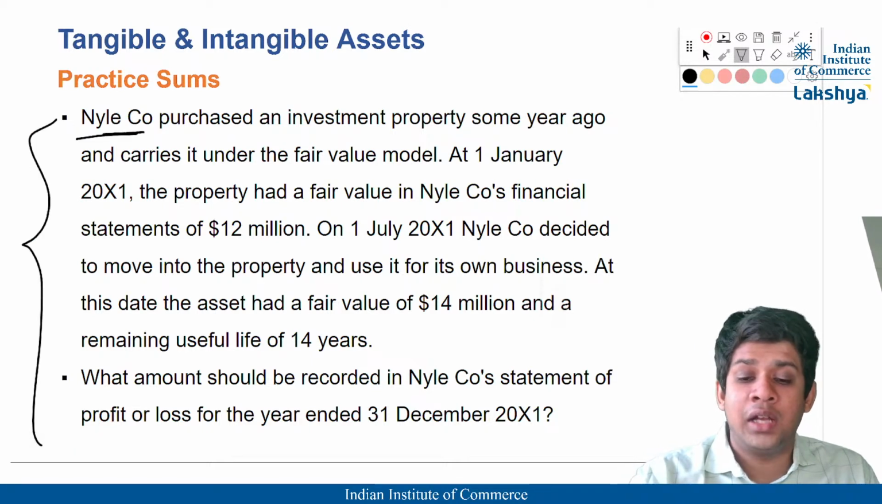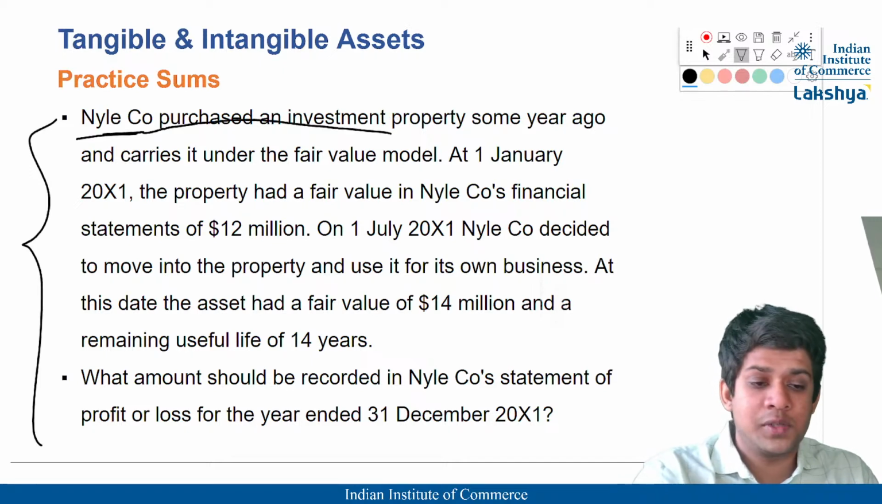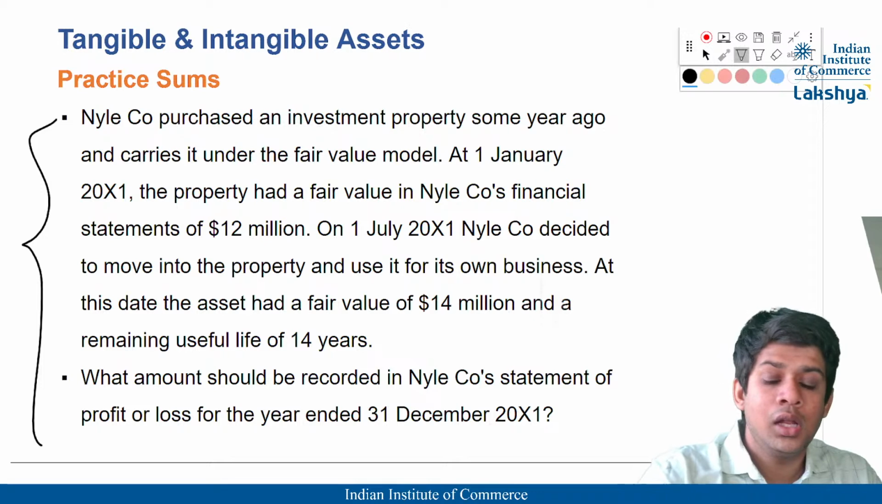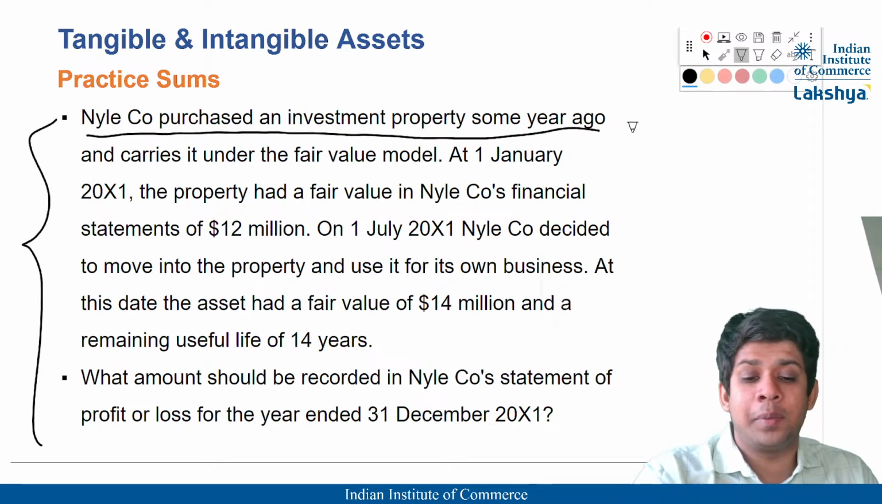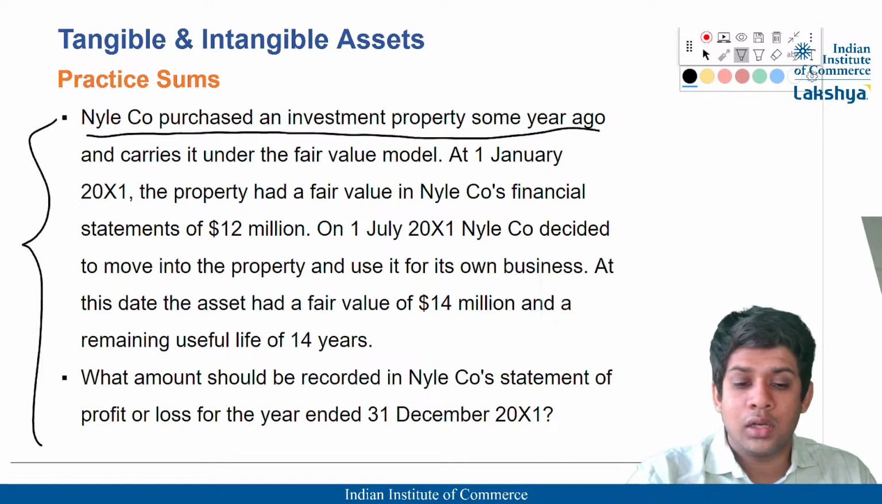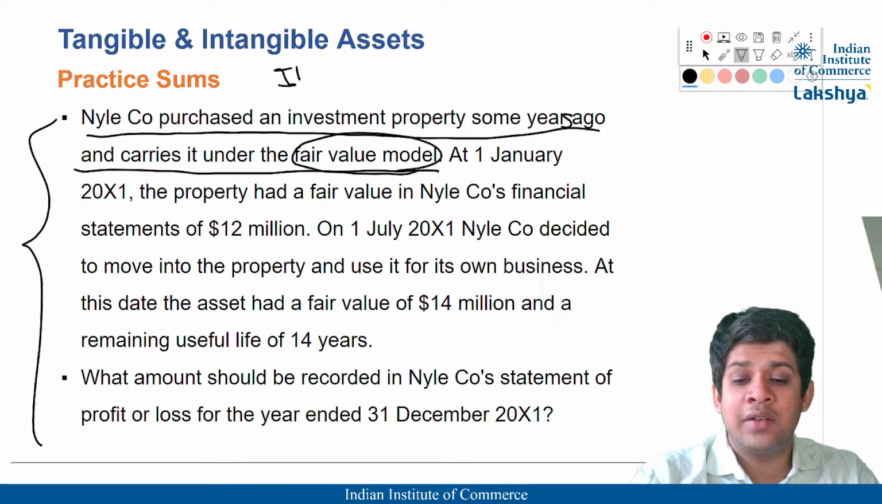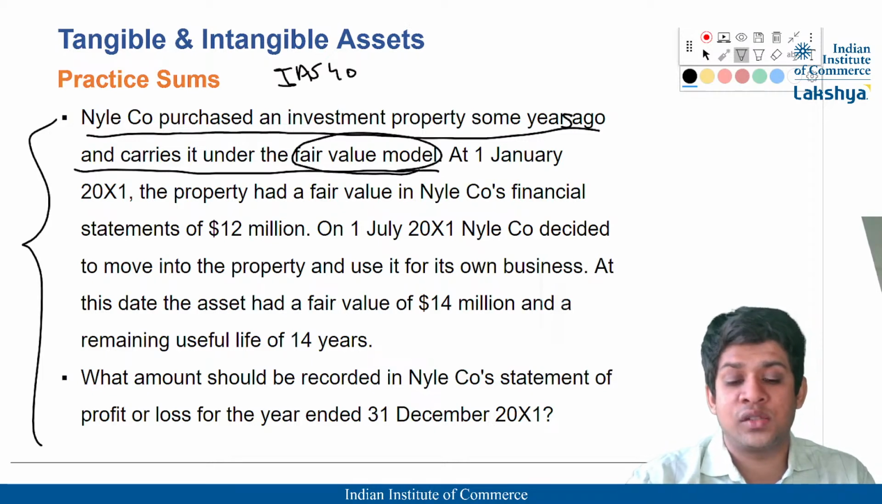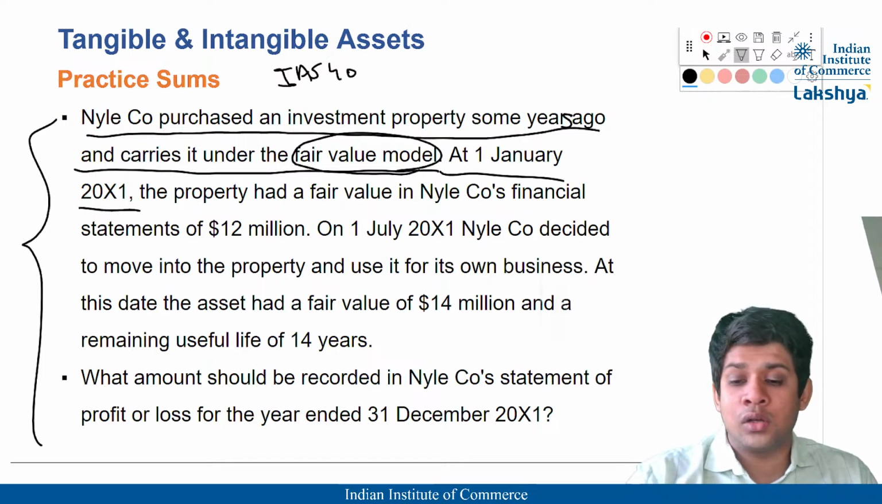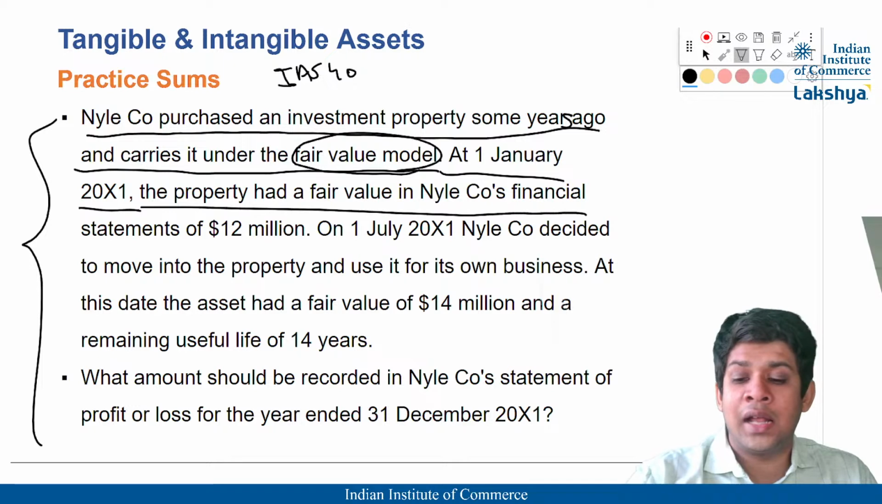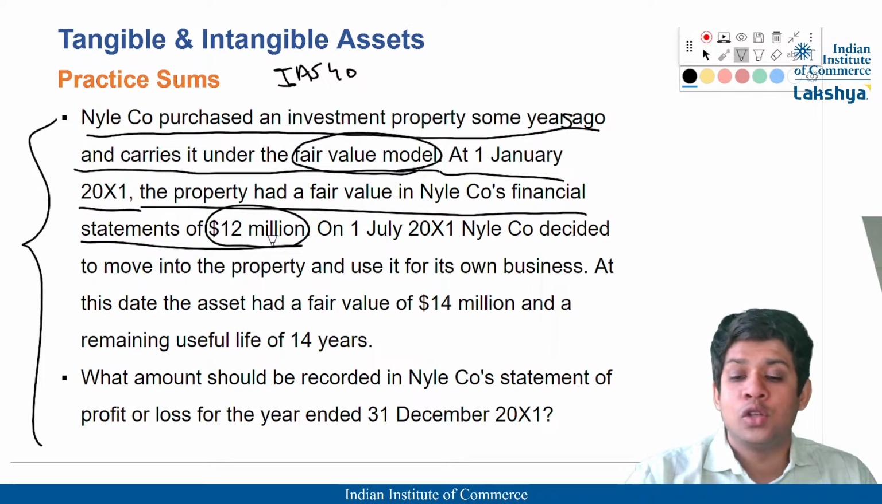Nile company purchased an investment property some years ago and carries it under the fair value model. So firstly, they were accounting for that investment property under IAS 40. At 1st January 2011, the property had a fair value in Nile company's financial statements of $12 million. Every year end, you fair value it. So they had a fair value at the start of the year of $12 million.